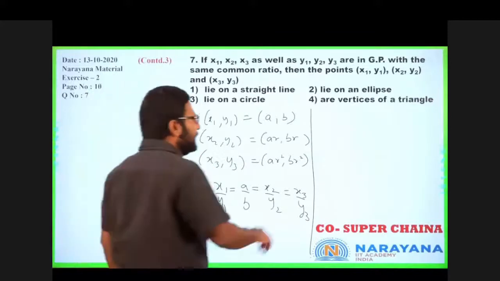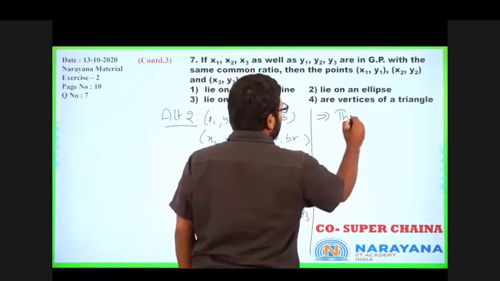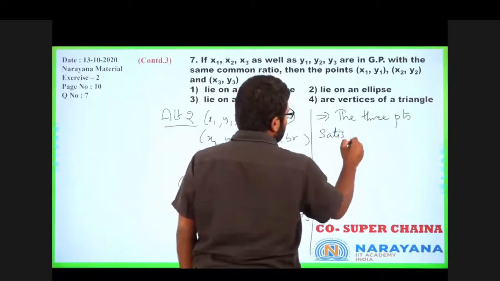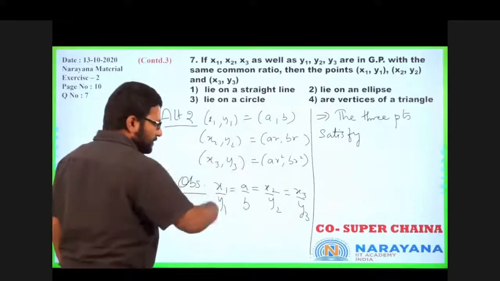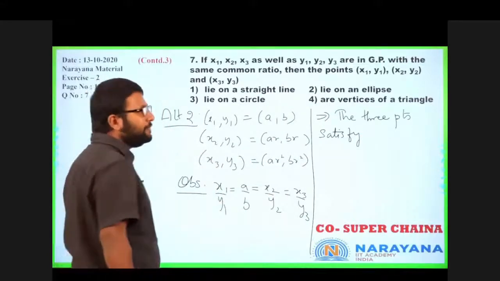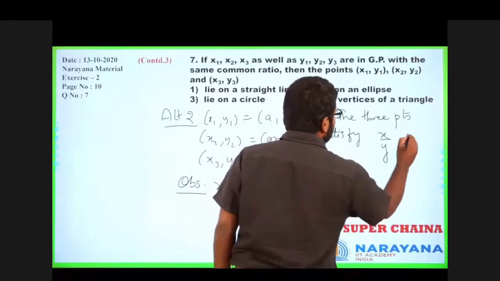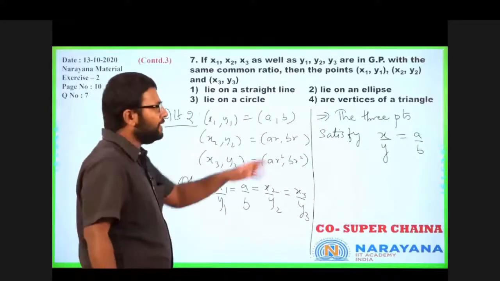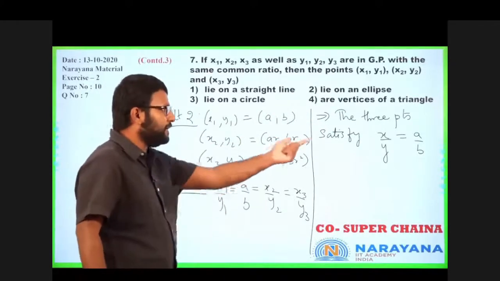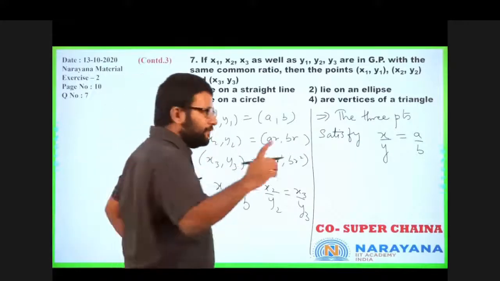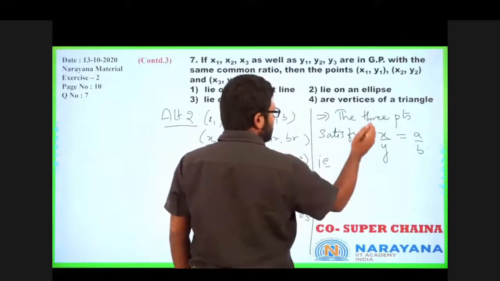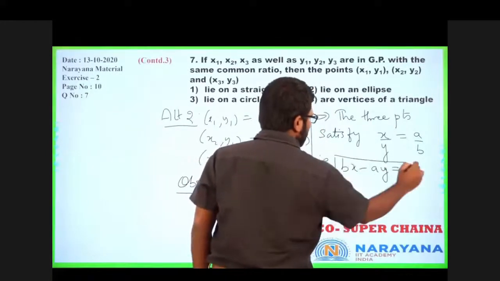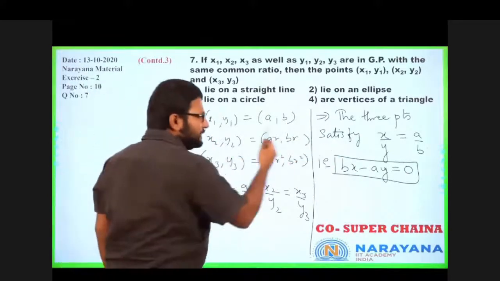Because then we can say the 3 points satisfy this. Can we generalize these 3 independent equations? Yes. x upon y equal to a by b. These 3 points satisfy x upon y equal to a by b, where instead of x you use x1, x2, x3, and instead of y you use y1, y2, y3. Which means, cross multiply them, bx minus ay equal to 0. Which means all the 3 points satisfy this equation.